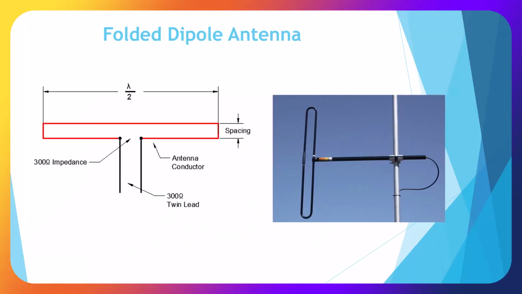Here's a folded dipole antenna, which is another dipole wire, and here we're showing a diagram, and we have a continuous loop of wire fed from our feed and the old twin lead, and we have a spacing we can measure, and it is a half wavelength. And here is a commercially available folded dipole.